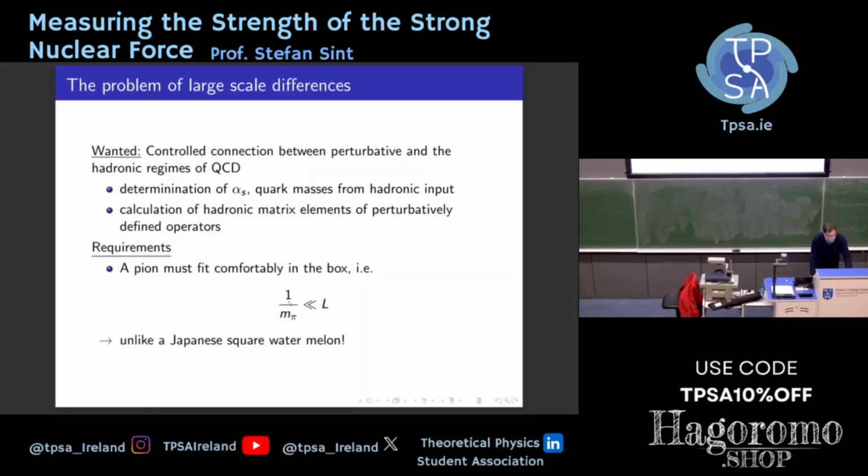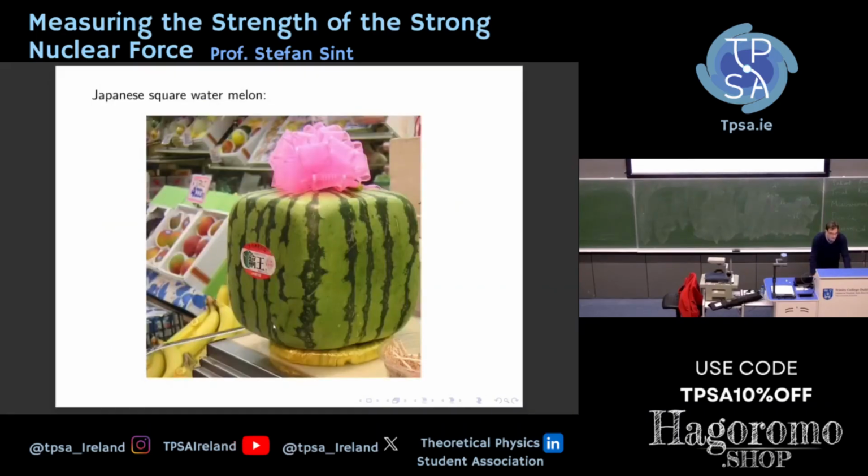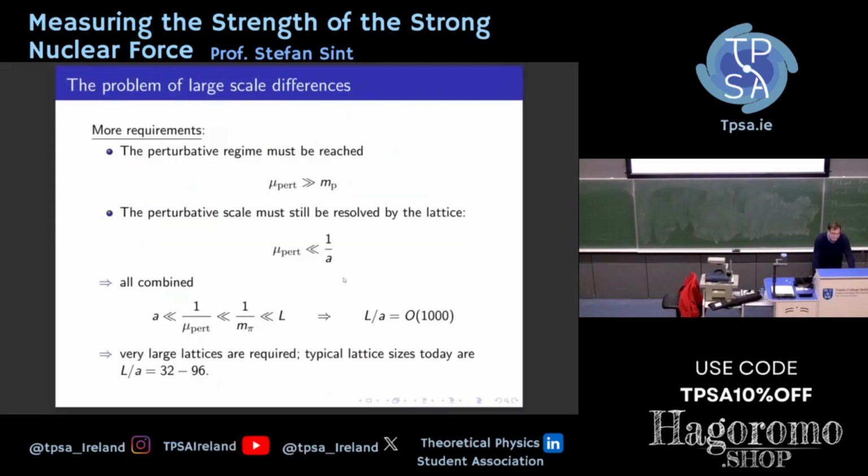But if the volume is too small, then you will see effects like this. I'm not sure if you have seen that before. That's a Japanese square watermelon. It's a Japanese love fruit for gifts, and they let them grow into boxes. And it's also a practical idea. I mean, you can pack them very densely. I guess Stefan Hutzler will have trouble to match that with spherical ones. Okay.